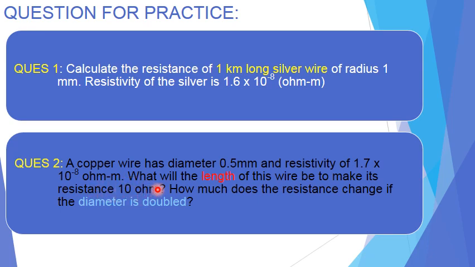The first part is this much, and the next part asks how much the resistance changes if the diameter is doubled. So diameter doubled means 2 times 0.5, which is 1 millimeter. So we have to find out again what the resistance is.